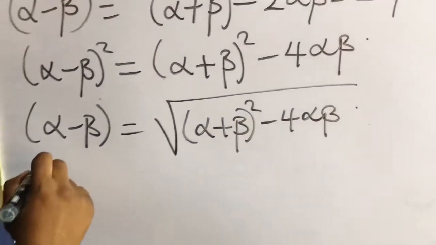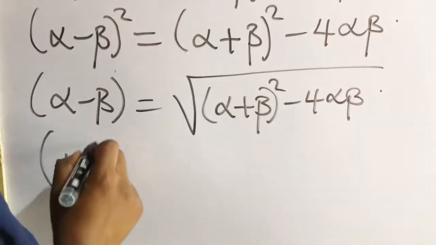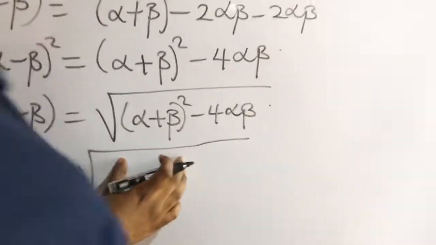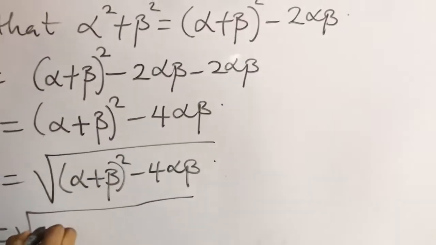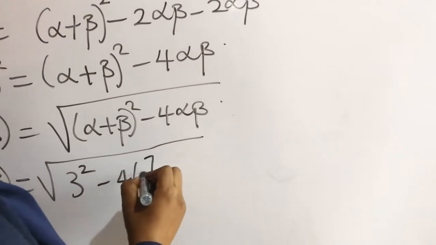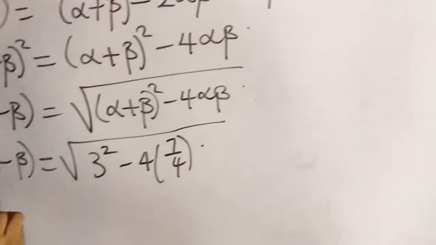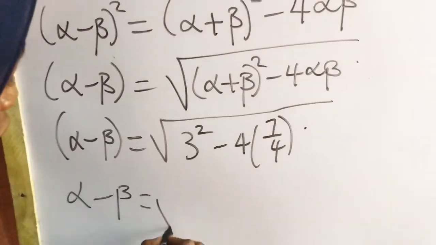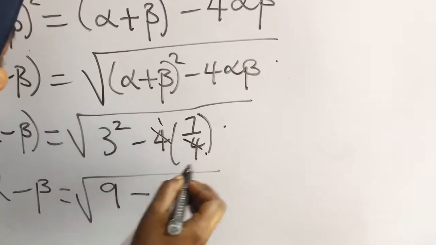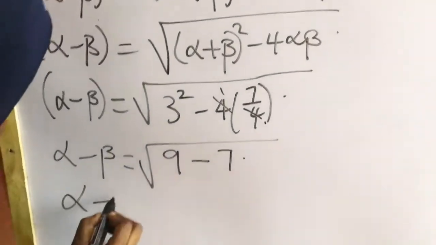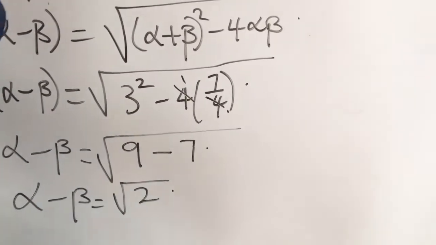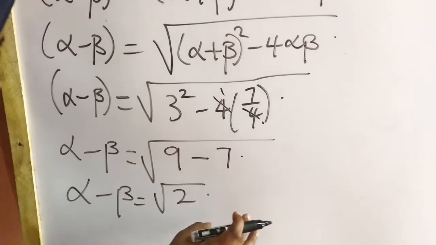We know the value of alpha plus beta, so we need to substitute the values of alpha plus beta and alpha beta. Alpha plus beta is equal to 3. So 3 squared minus 4 multiplied by alpha beta, which is 7/4. So alpha minus beta is equal to the square root of 9 minus 7, since 4 over 4 cancels. 9 minus 7 is 2. So alpha minus beta is equal to root 2.